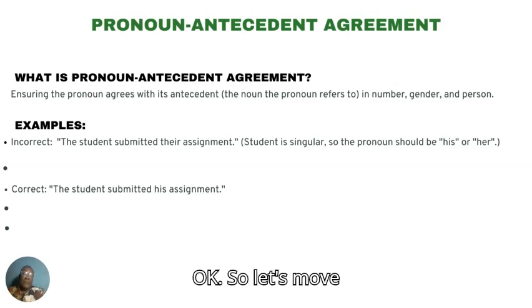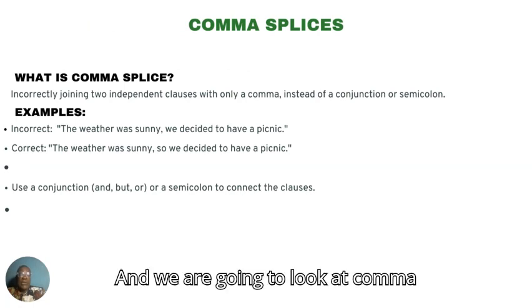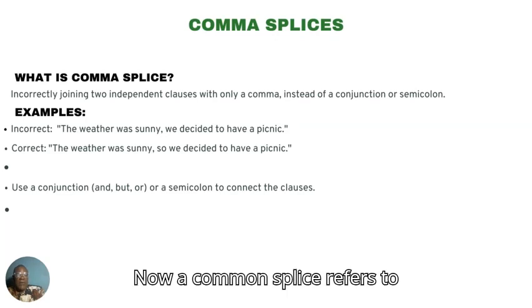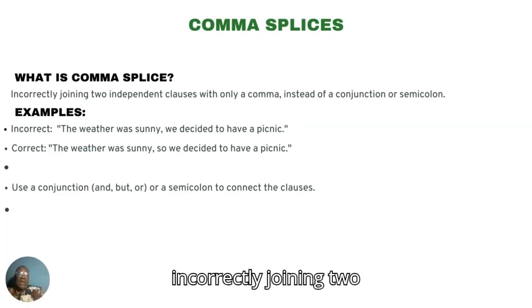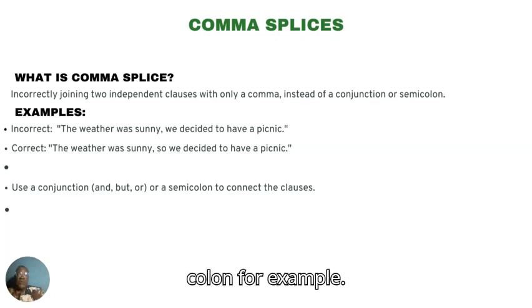Okay, so let's move on, and we are going to look at comma splices. What is a comma splice? Now, a comma splice refers to incorrectly joining two independent clauses with only a comma instead of using a conjunction or a semicolon.